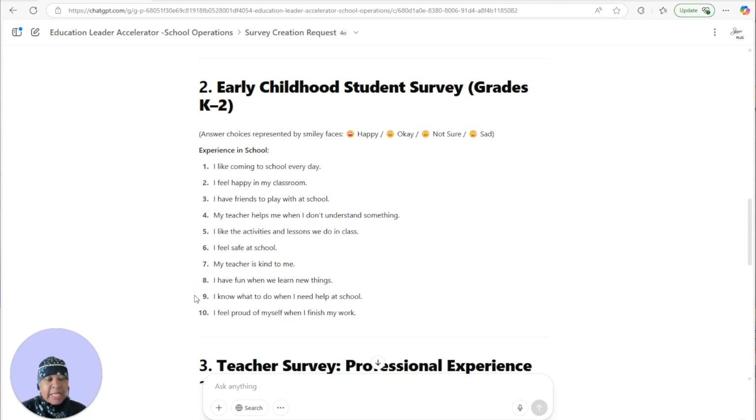My teacher is kind to me. I have fun when we learn new things. I know what to do when I need help at school. I feel proud of myself when I finish my work. Now, this may be more appropriate for kindergarten versus grade 2, so you can always elaborate on questions, make them a little bit different, give some different choices. But nevertheless, this is a start. And this is really, like I said, for early childhood grades, preferably wouldn't be for kids who are older than this at all.